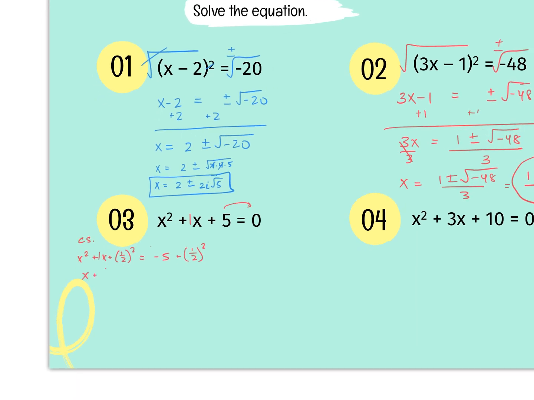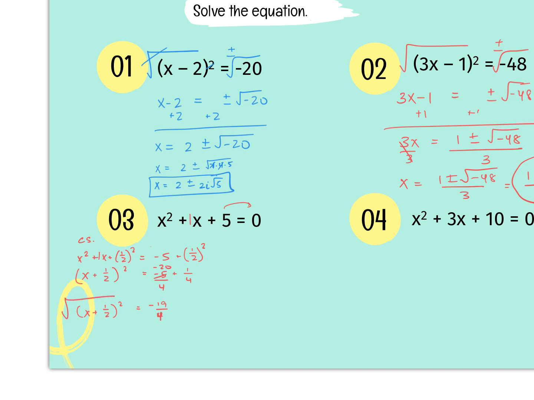This would be x plus a half squared. And this side would be negative 5 plus 1/4. So if I want to make 5 over 4, right, this is going to have to become negative 20. So now this side here, again, is x plus a half squared equals negative 19 over 4.